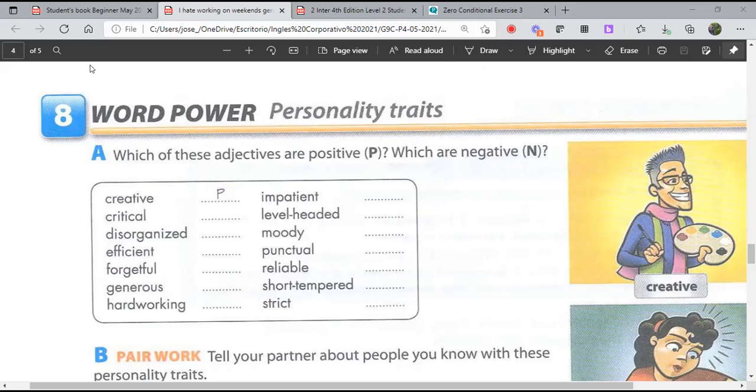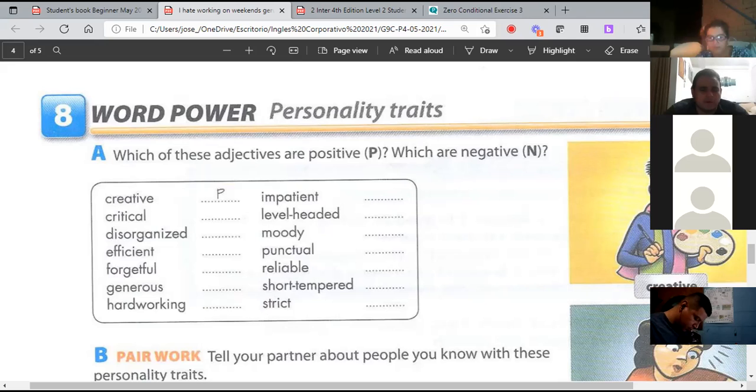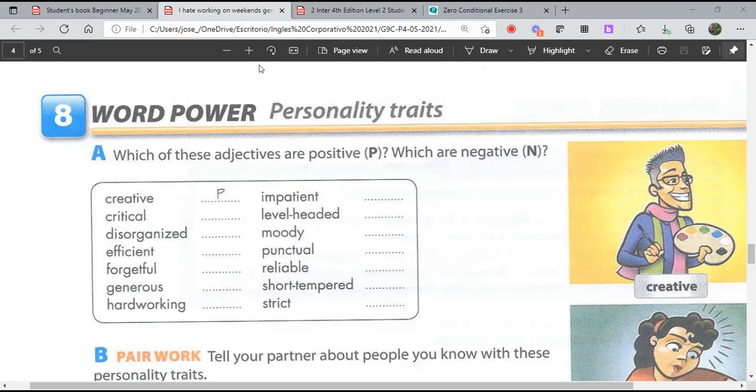negative. Yes. What's the meaning of level headed? Level headed means that you think before acting, and that you can control your emotions. In Spanish that would be sensato. So, positive. Moody is negative. Yes, of course. Punctual. Positive.